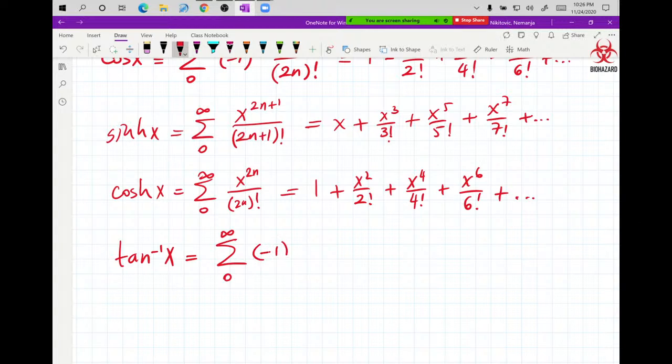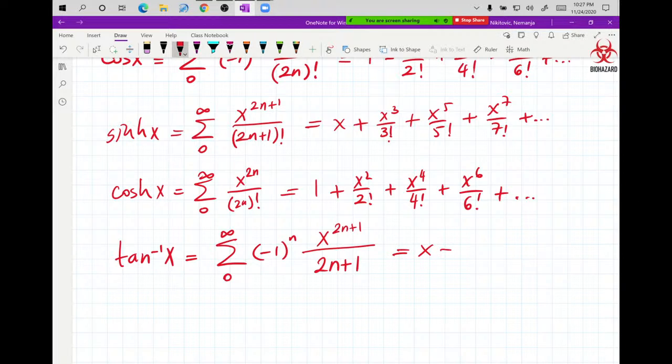That's negative 1 to the n, like the same as before. And then you have, just like sine, x to the 2n plus 1 divided by 2n plus 1. But guys, you do not have now the factorial on the bottom. You don't have the factorial. You just have this. And that's your tangent inverse. It's a very, very important creature, because it does show up.